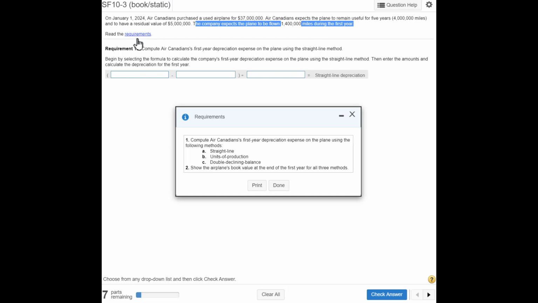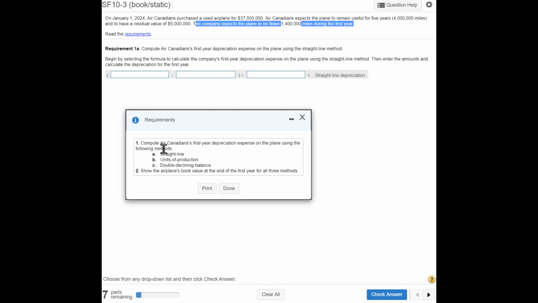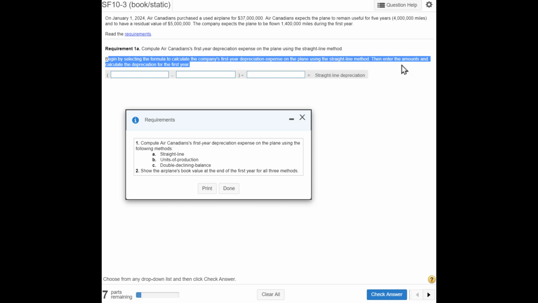As I've already done, I've opened up the requirements. We want to calculate the depreciation using three different methods. Of course, in the real world, you're just going to pick one depreciation method and stick with it. This exercise is giving us practice with three different methods. Requirement 1A, compute Air Canadian's first year depreciation expense on the plane using the straight line method. Begin by selecting the formula to calculate the company's first year depreciation expense on the plane using the straight line method. Then enter the amounts and calculate the depreciation for the first year.